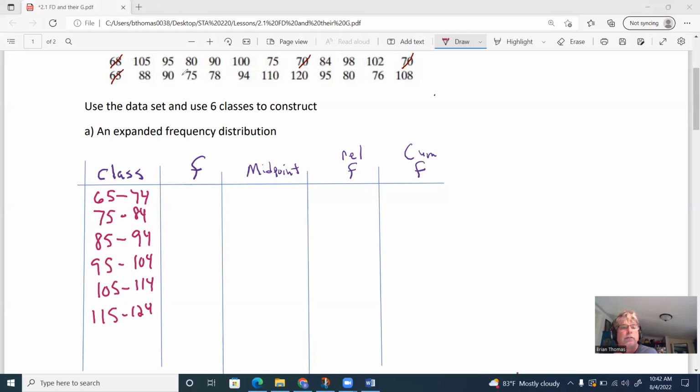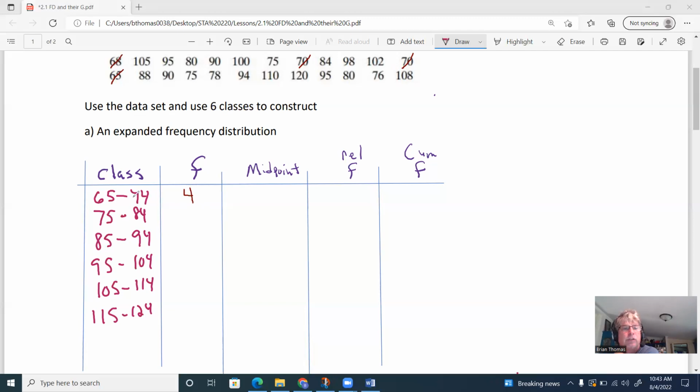We're okay there. 88, 90, no. 75, no. It starts on the next one. And I'm not seeing any other pieces. So what I'm seeing is 1, 2, 3, 4. So there's 4 data entries that are in that class. So that's called the frequency. So the data entries that are in this class are called the frequency.